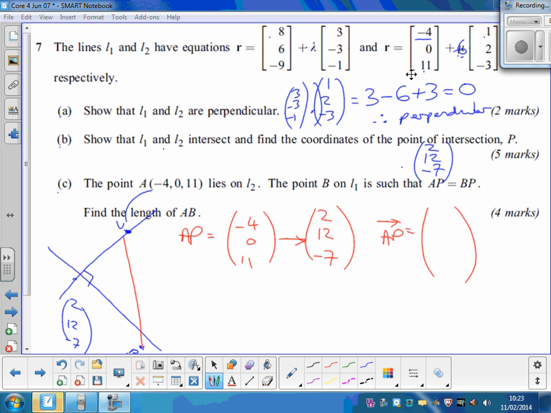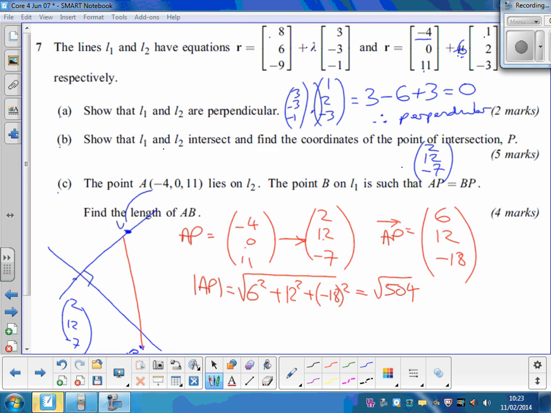AP is going to be, what's that, 6. From 0 to 12 is 12. And from 11 to -7, well, that's -18. I could work out how far that was just by using my Pythagoras: 6 squared and 12 squared and -18 squared. Obviously it's going to take a bit of tapping there, but that works out to be the square root of 504. We know that.